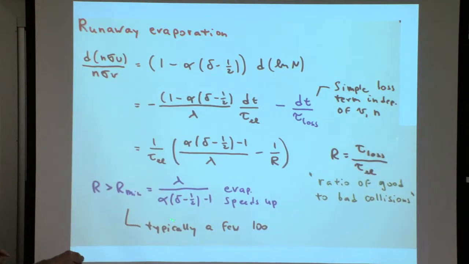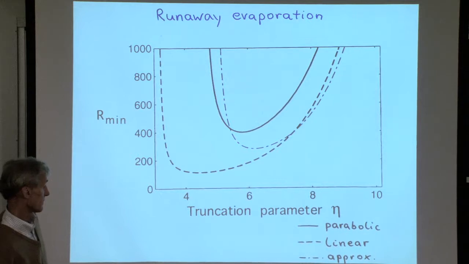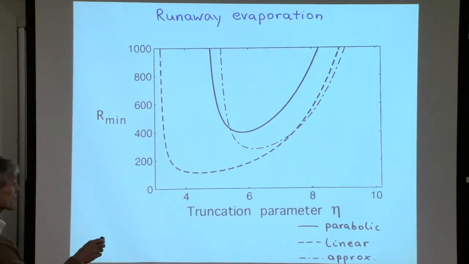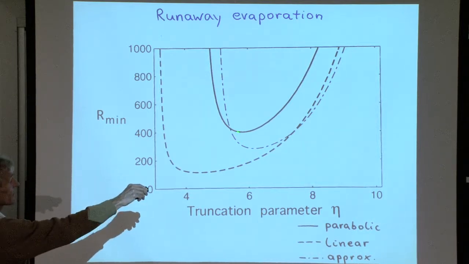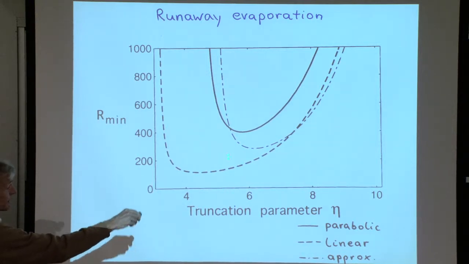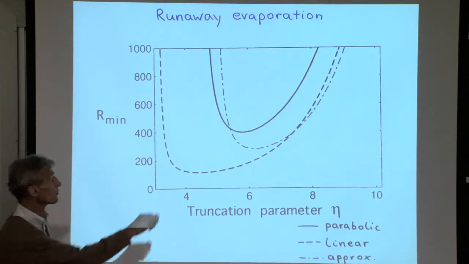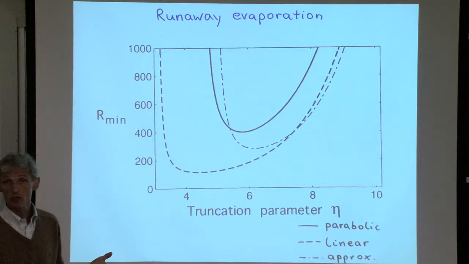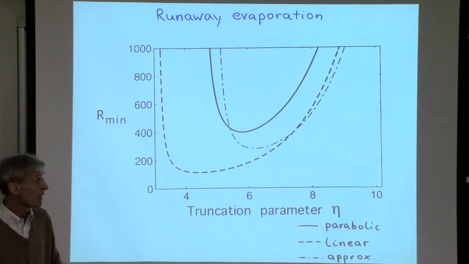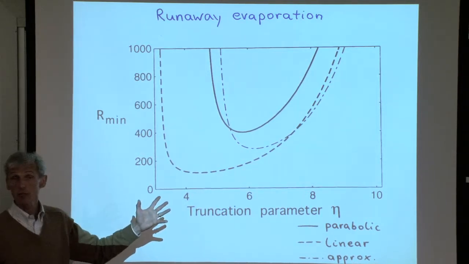If I vary the ratio eta, I call this expression R min, and my ratio of good to bad collisions has to be better than that. So if you just look at the solid curve for the parabolic trap, this shows you that you have to pick your parameter eta sort of between 5 and 7. If you pick eta too high, evaporation is too slow, and you need a much better ratio of good to bad collisions. In other words, you need a better vacuum, for instance. But if you put eta too low, you're not cooling enough because you're cutting too deep into the distribution.